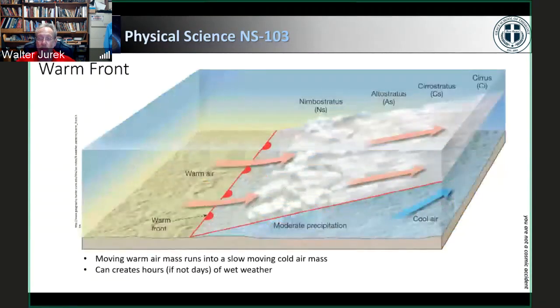Similarly, you can have the warmer mass zipping along and it runs into a slower moving cold air mass. This would be called a warm front. And look at the kinds of clouds it produces. Nimbostratus, altostratus, cirrus clouds. George, you probably get a lot of these because you typically get precipitation that lasts long. You get long, slow rainstorms, I suspect, right?